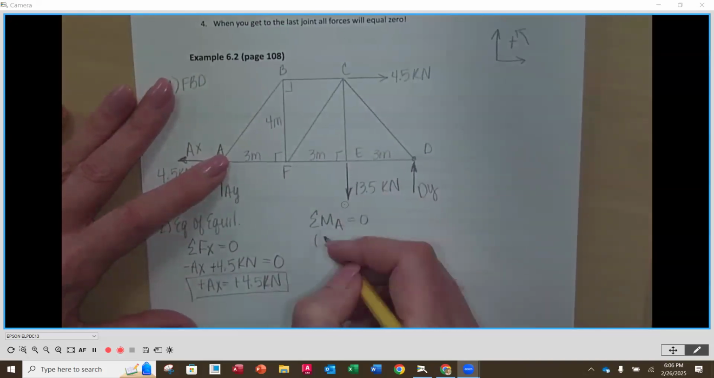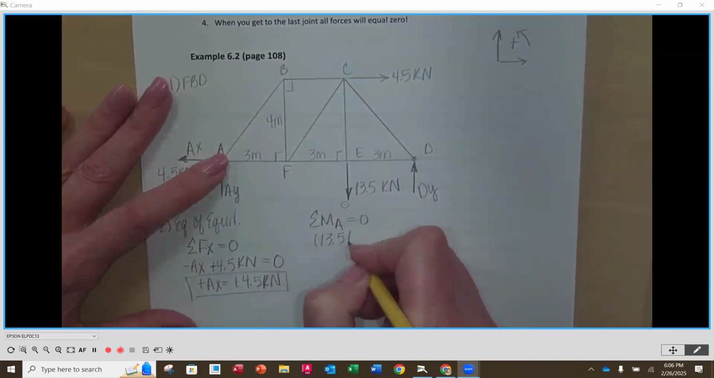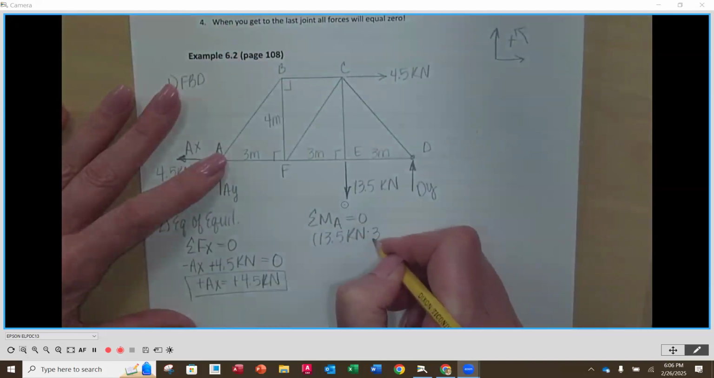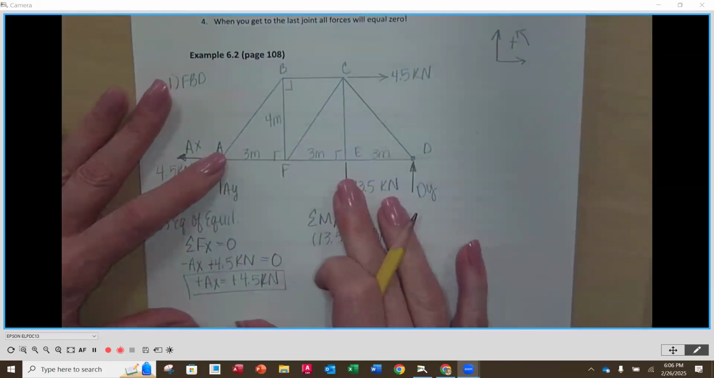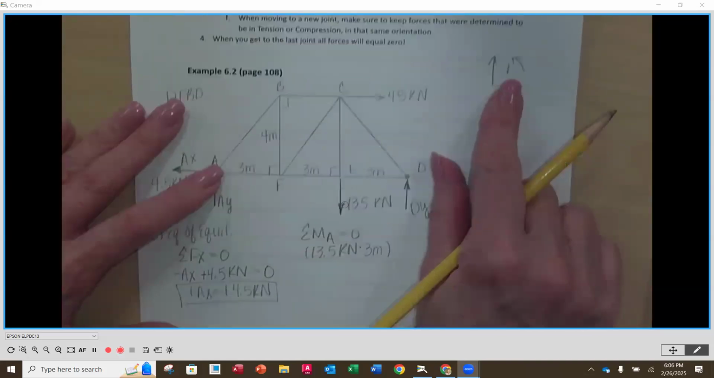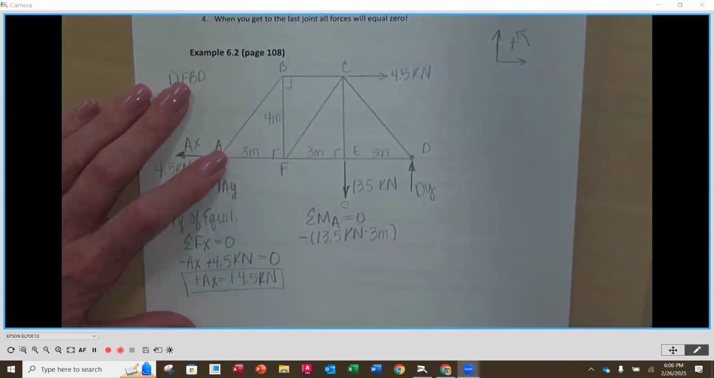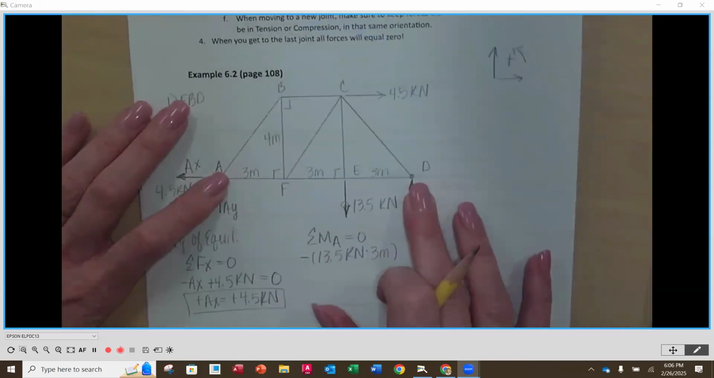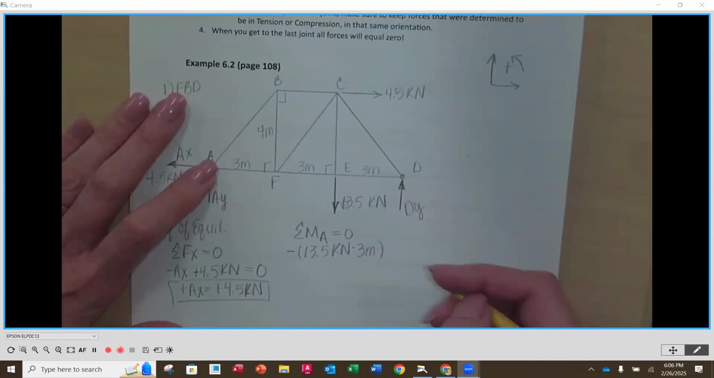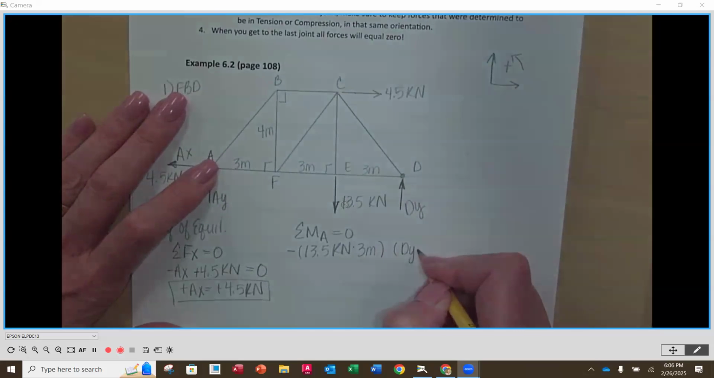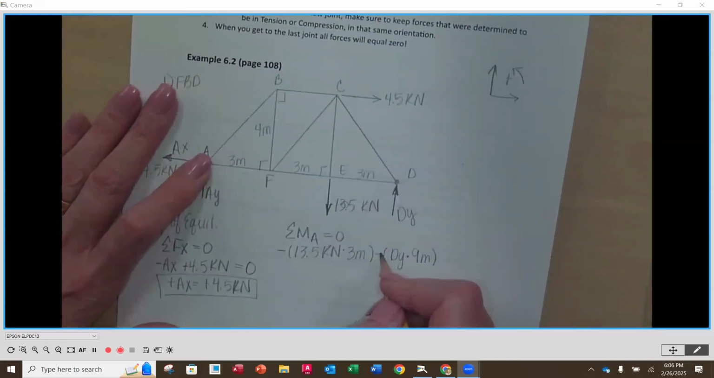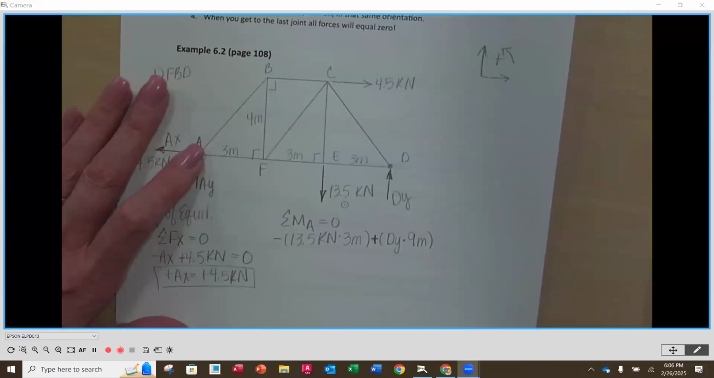So I've got my 13.5 I'm going to start with, and that's kilonewtons times a perpendicular distance of 3 meters. It is going to rotate clockwise, so according to my convention, that is going to be negative out front. The next one that I have is my dy. My dy is pointing up the way that I assumed the direction, so it is going to be multiplied by 9 meters. Its rotation is counterclockwise, so it's going to be a positive out front.